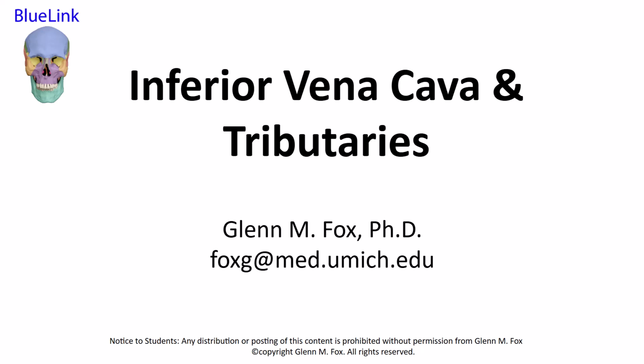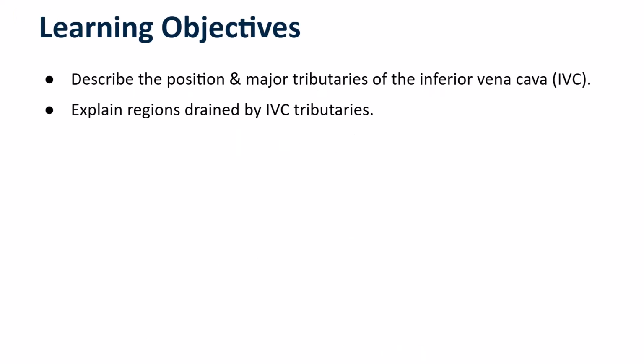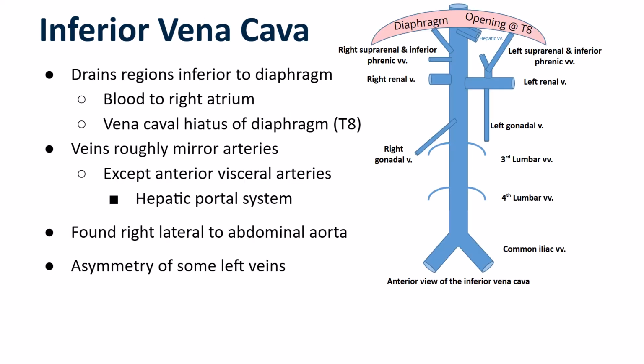Let's talk about the inferior vena cava and its tributaries. In this video, we'll describe the position and major tributaries of the inferior vena cava and also explain the regions drained by its tributaries. So the inferior vena cava is the conduit of blood return for all tissues inferior to the diaphragm. This blood is delivered to the right atrium, which is also the destination for blood from the superior vena cava. So both vena cavae drain their blood into the sinus venarum of the right atrium.